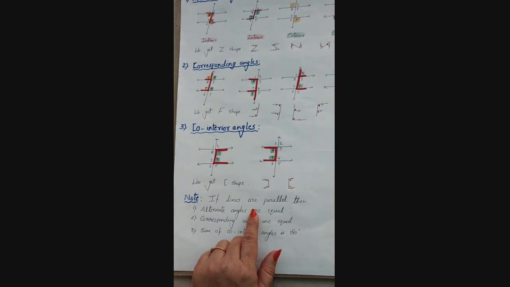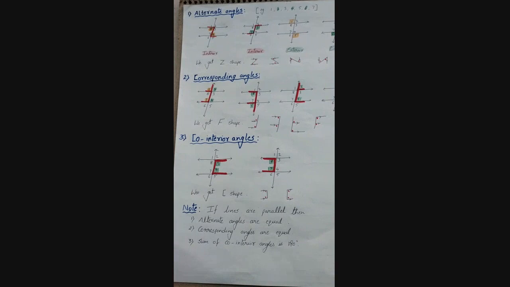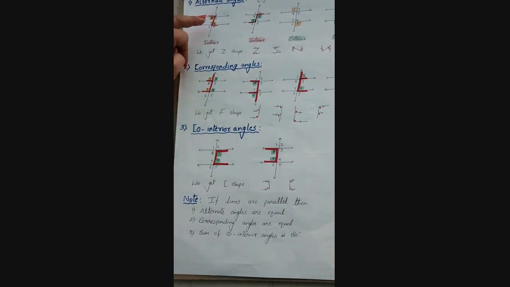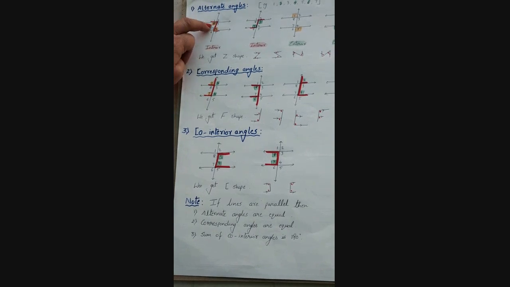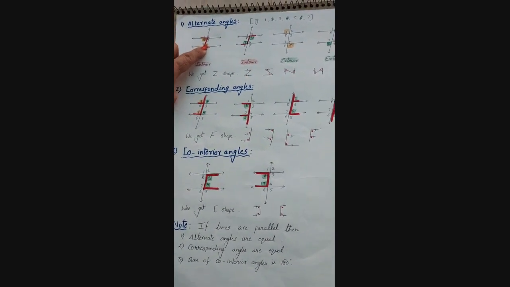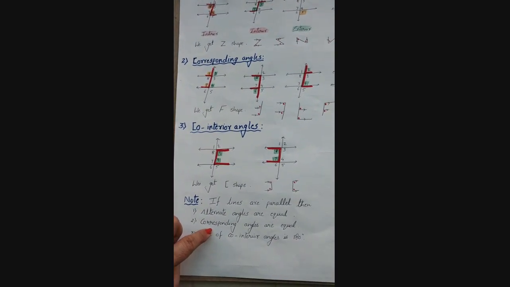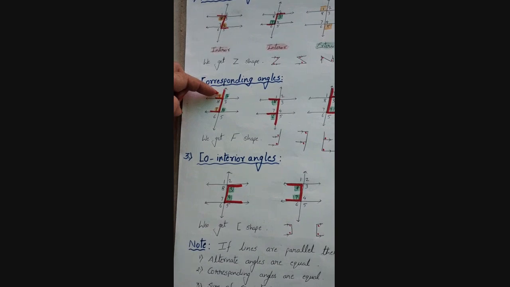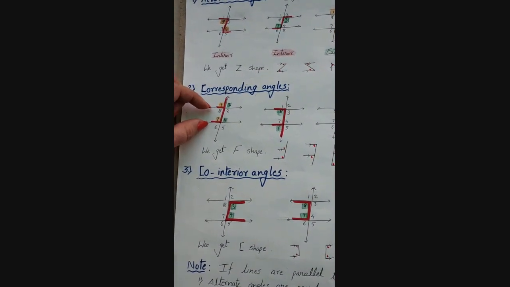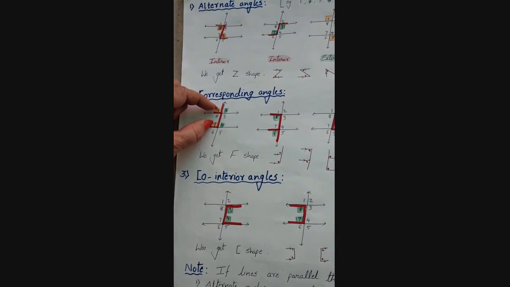Now the very important situation: if the 2 lines are parallel, then alternate angles are equal in measurement. Here 8 and 4 are equal. Suppose 8 is 60 degrees, then the measurement of 4 will again be 60 degrees. Same way, corresponding angles are also equal. Here you can see angle 1 and angle 7 are corresponding angles. These lines are parallel, so 1 and 7 will be equal in measurement.